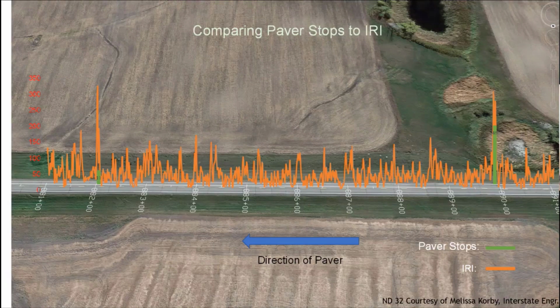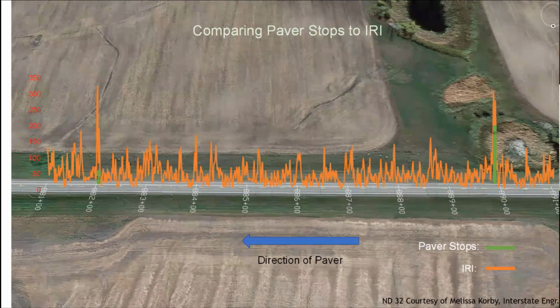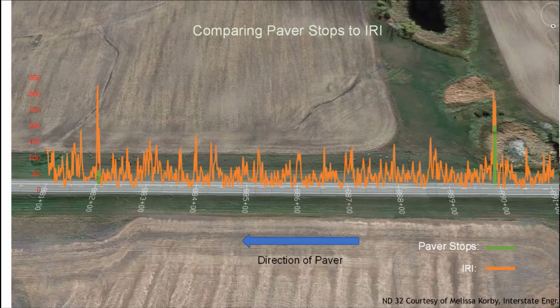So I thought this was an interesting one too. Same project on Highway 32. Actually, Melissa Corby with Interstate Engineering was on that project doing the project management, and Scotty was up in the lab doing it for the DOT. But the orange line here is the actual continuous IRI measurement. So you can see these, obviously where that line goes high is a rough spot or a bump. And then you can draw your line on the baseline or the average of these and figure out what your IRI is.